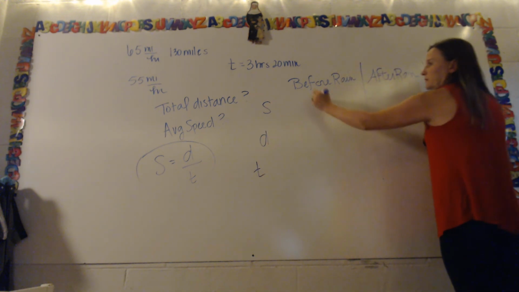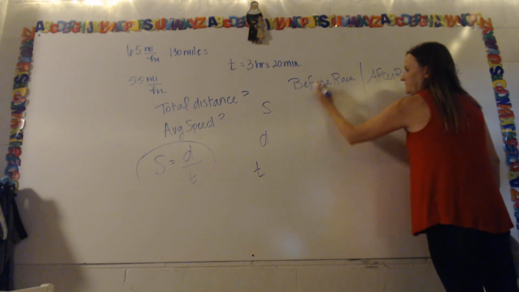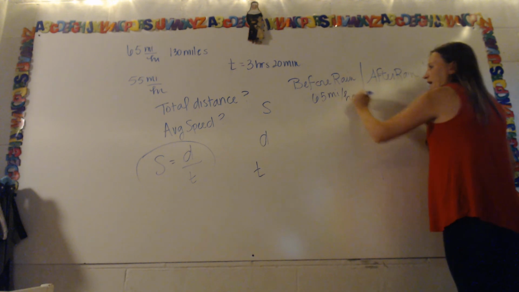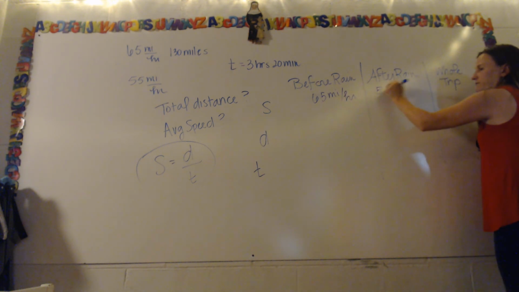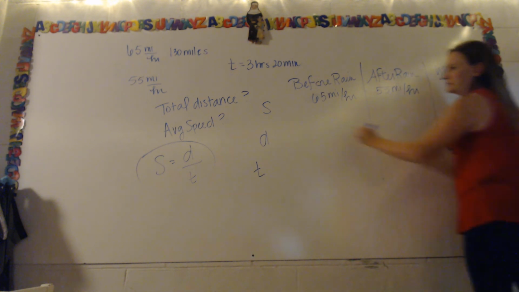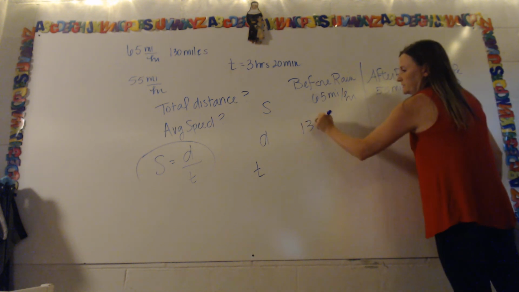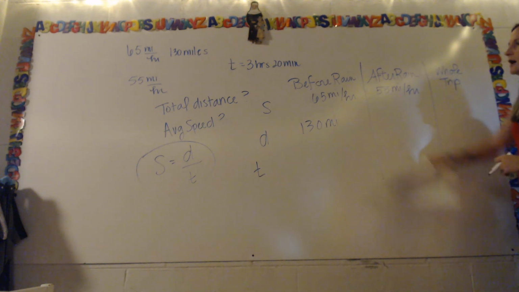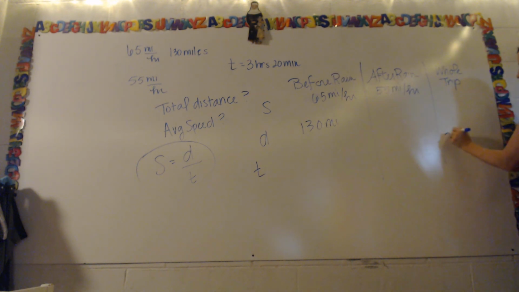So before it rains, we know that we were going 65 miles per hour. After it rains, we know we were going 55 miles per hour. Before it rains, we went 130 miles. We don't know how far we went once it stopped raining. And then we know our entire time for the trip was 3 hours and 20 minutes. We want to convert that, so that's 3 1/3 hours, so like 3.33.